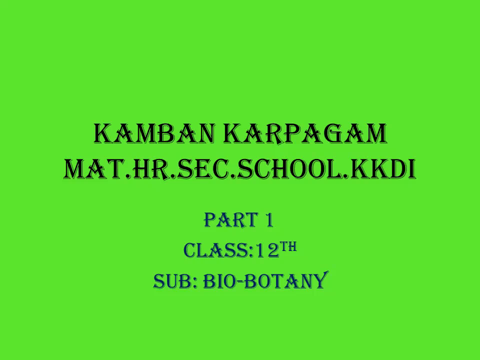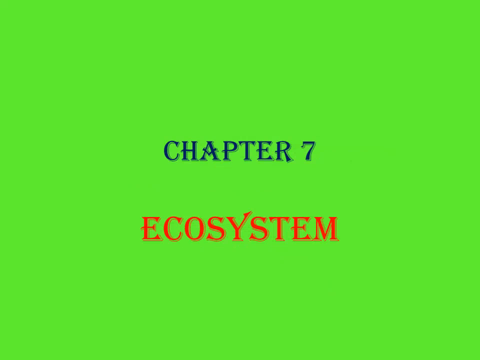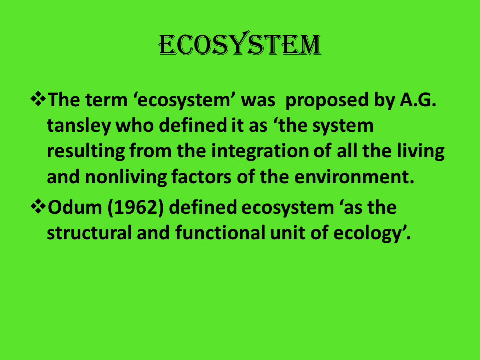So this is the next chapter in biobotany, that is ecosystem. Chapter 7, ecosystem. What is ecosystem? An interaction between the living and non-living matter comprising a community, that is called ecosystem.